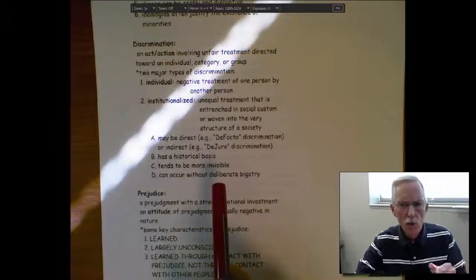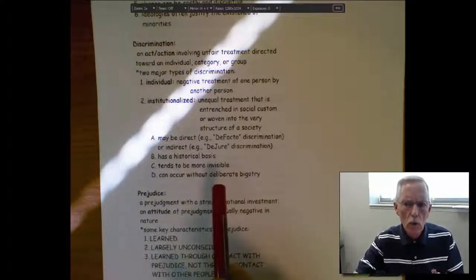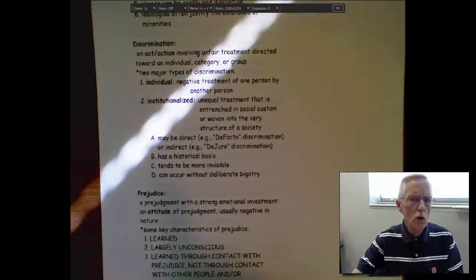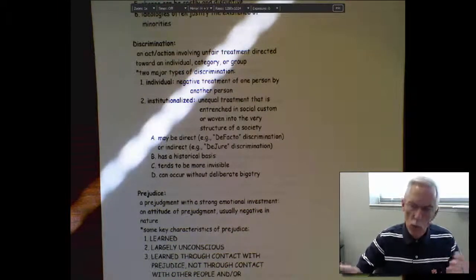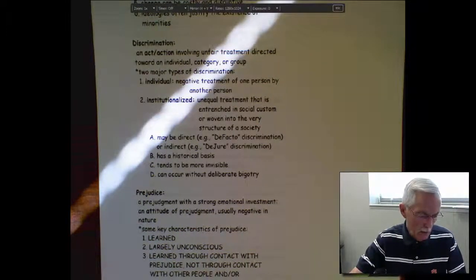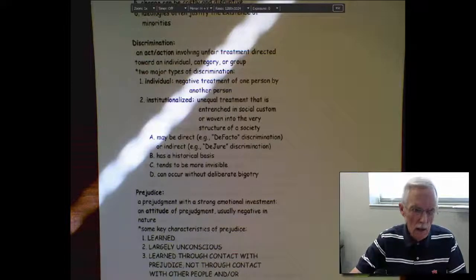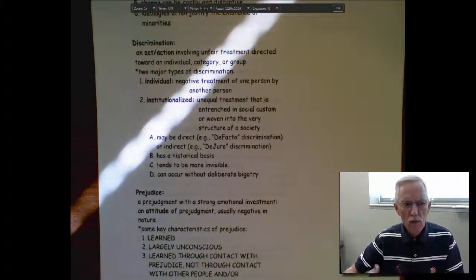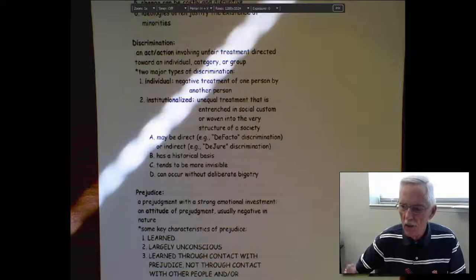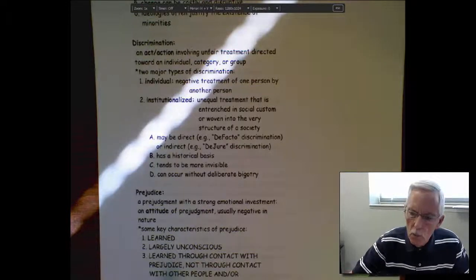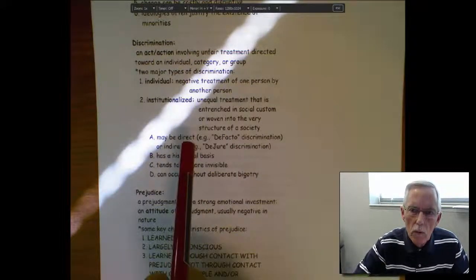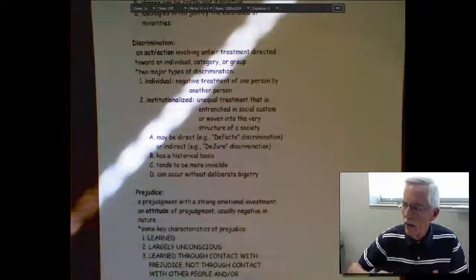And likewise, you want to remember that it can occur without what might be referred to as deliberate bigotry. What's that mean? Well, one interesting definition I came across of bigotry: enthusiastic or authentic intolerance. So you don't necessarily find any malicious intent in some forms of institutionalized discrimination. Now, if you'll go back to point A, remember it can be direct or it can be indirect.